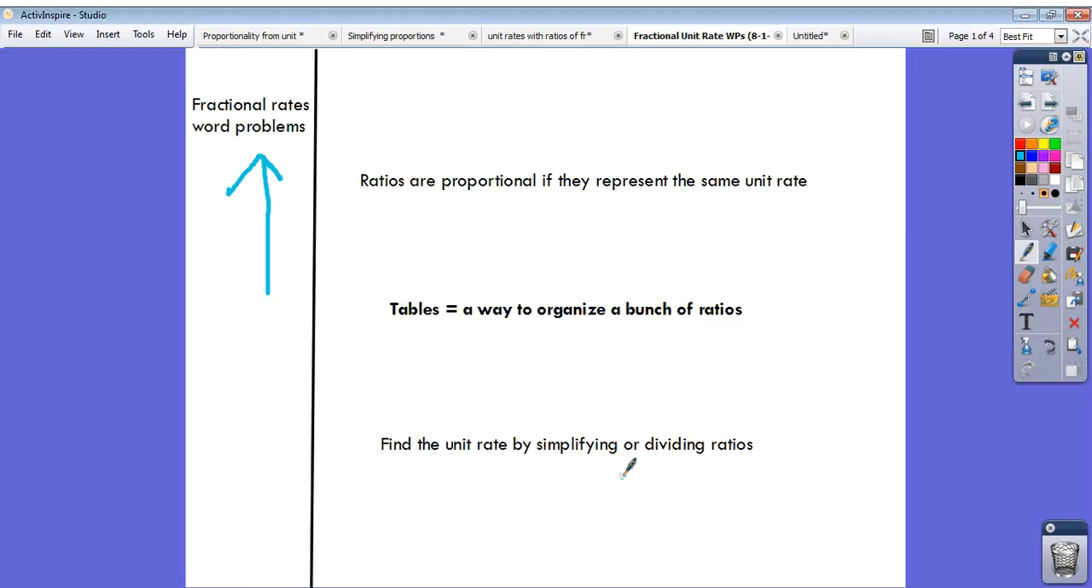So as a review, ratios are proportional if they represent the same unit rate. Also, when you see a table, you should recognize it as a group of ratios that are just organized in one place. Finally, when we find the unit rate, we can do so by simplifying or dividing the ratios. Let's move into our first example.